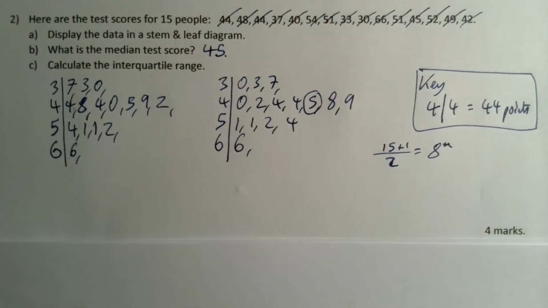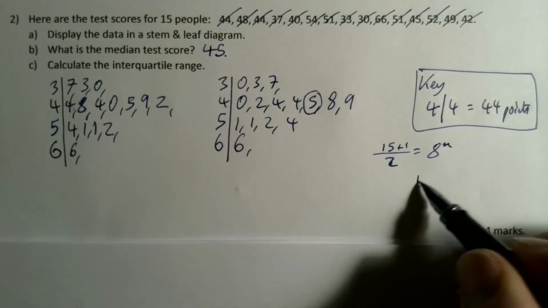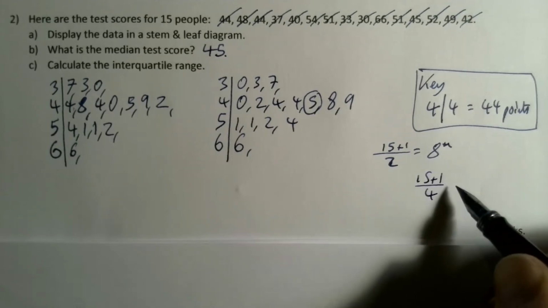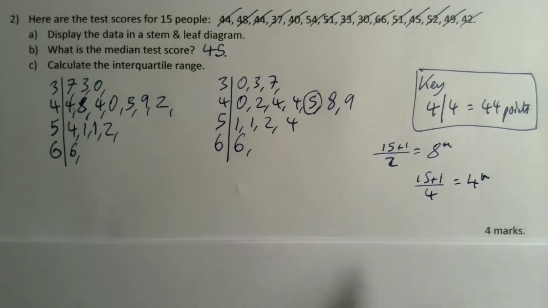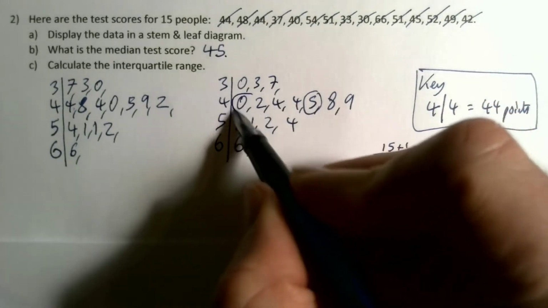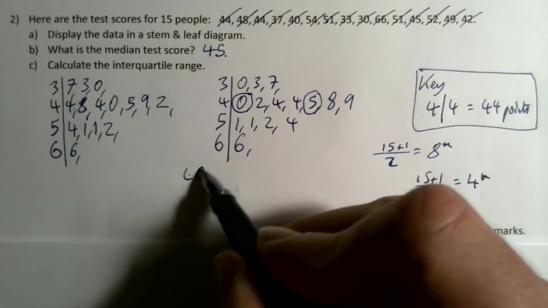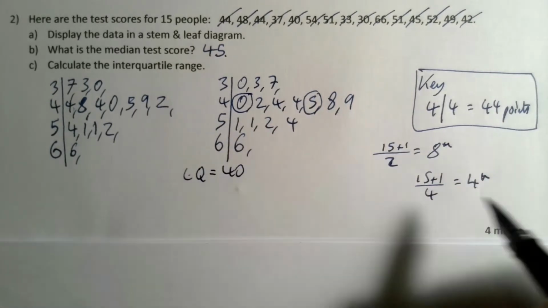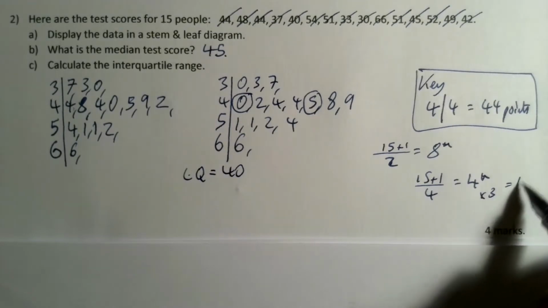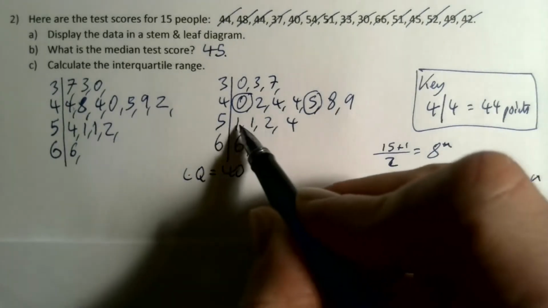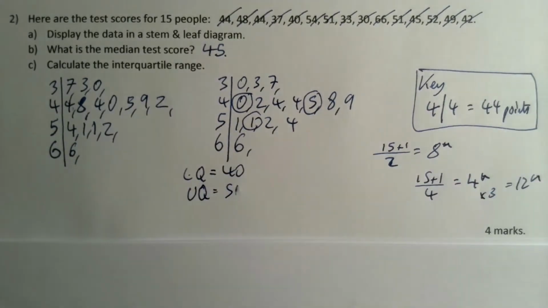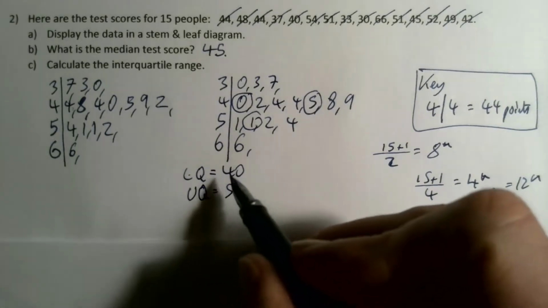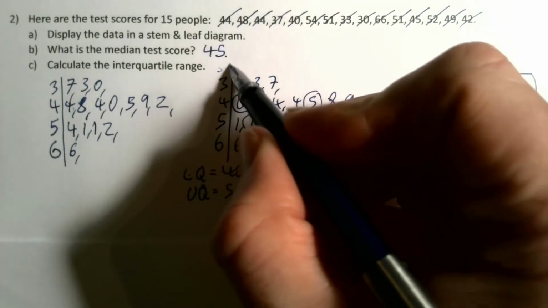Now the interquartile range will be between the lower quartile and the upper quartile. The lower quartile comes at 15 plus 1 divided by 4, which would be 16 divided by 4, which is the fourth. 1, 2, 3, 4, which is 40. The upper quartile will come at that times 3 is the 12th result. 9, 10, 11, 12. So that's 51. And just as range is biggest take smallest, the interquartile range is the difference from 51 take 40.